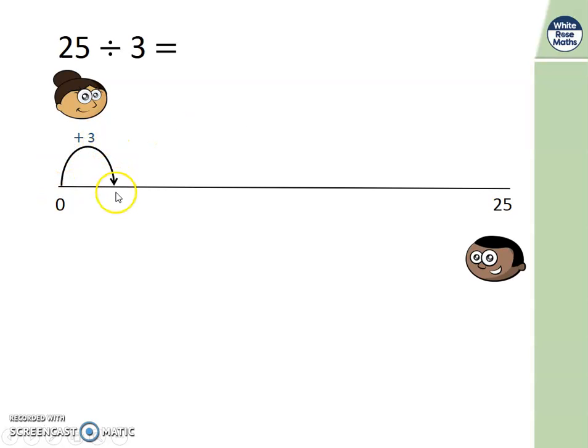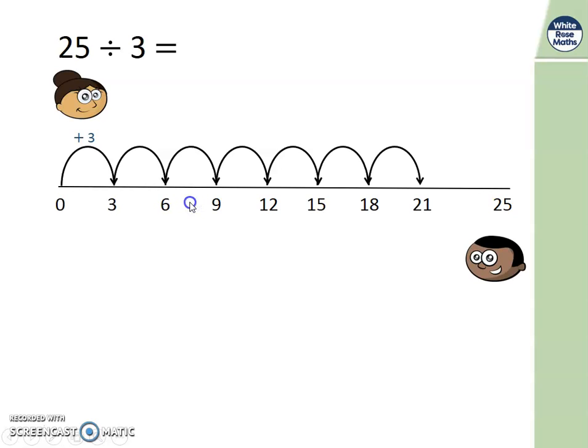She's counting on from the 0 in groups of 3, so she adds 3 each time, and underneath she writes where she lands. She adds another 3, another one, another one, and she keeps adding on 3 until she gets as close as she can to 25. The closest she can get is 24. She's got 1, 2, 3, 4, 5, 6, 7, 8 jumps.